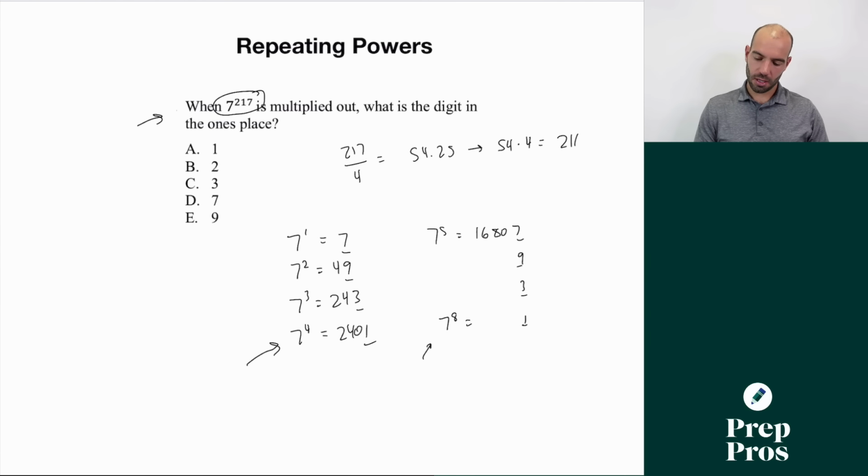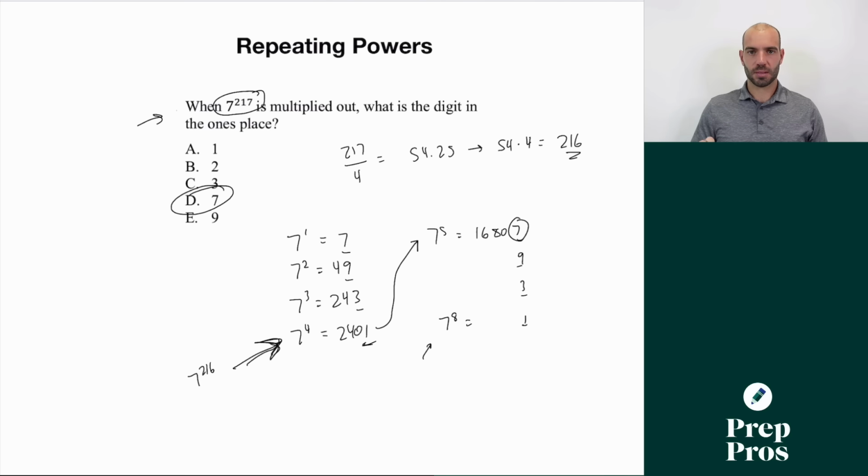We can round that to 54 and multiply by 4, and what that tells us is a multiple of 4. It tells us 216 is going to be a multiple of 4. So what that means is 7 to the 216th power, since it's a multiple of 4, is going to end with a 1, which means 7 to the 217th is the next one in the sequence. It's going to end in a 7, and the correct answer here is going to be D.